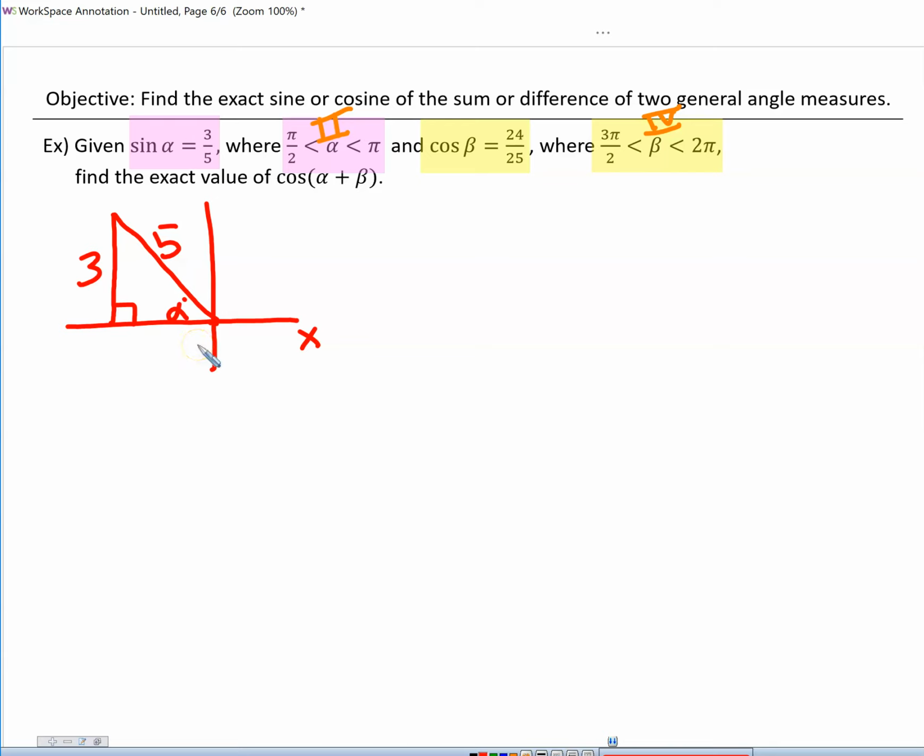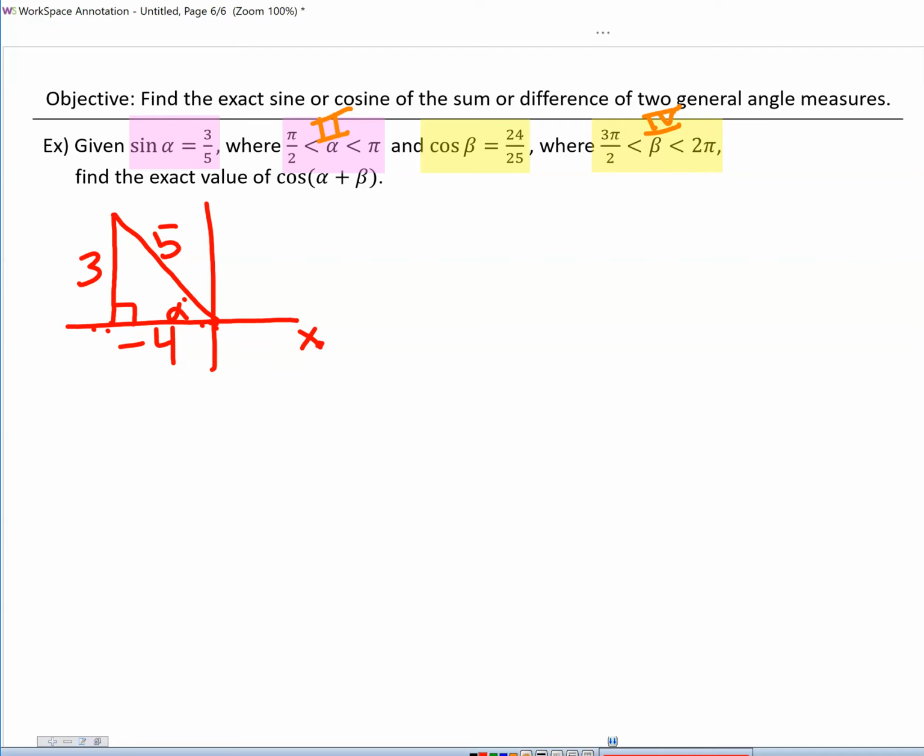But here's what can be tricky about these problems. We are in the second quadrant, and this side right here is x, and x in the second quadrant is negative. So we actually have to make it a negative 4.